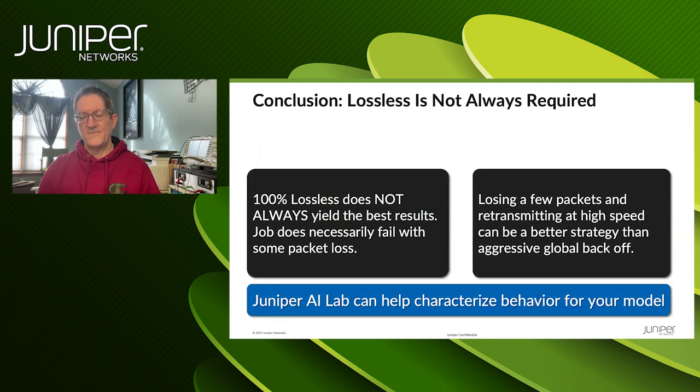When you have a full lossless network, such as with DCQCN or with a request grant mechanism, you can get some global slowdowns in the fabric, and that leads to less than 100% utilization. And with that back off, you can actually hurt performance. So that was one of the surprising takeaways that we've gotten out of the lab.